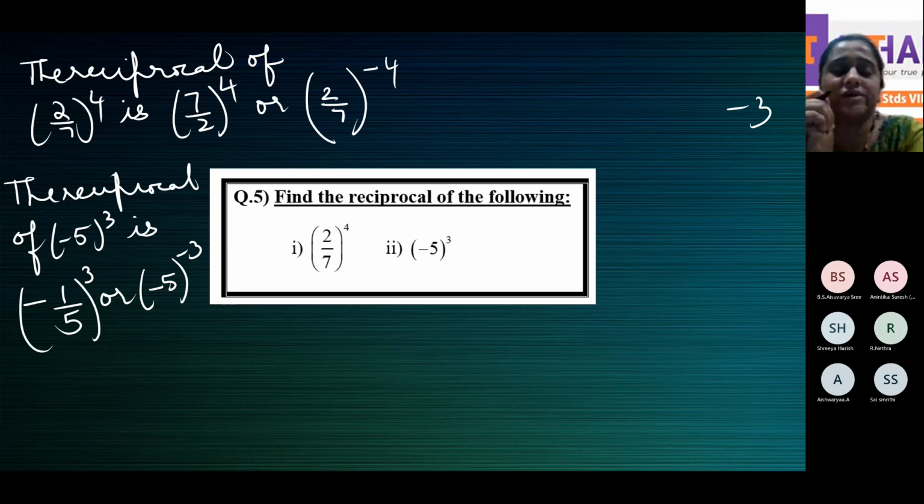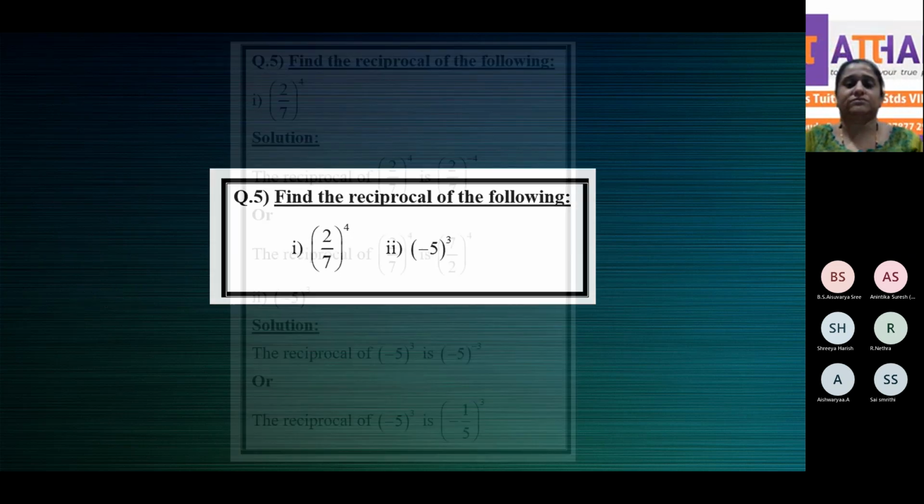You can write it in two different ways. Change one of the two. If you take the reciprocal of the base, write the power as it is. If you write the base as it is, write the negative of the power. Change any one of the two. Reciprocal of the base, negative of the power. Change any one of the two to write the reciprocal.